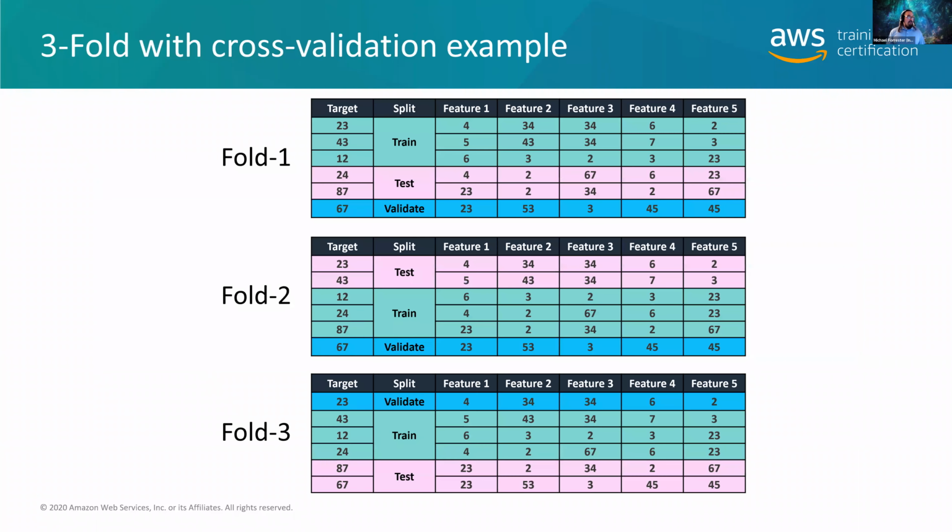Here's an example of 3-fold cross validation. I know your eyes probably just melted, but I want you to pay attention to the target numbers: 23, 24, 12, 24, 87, 67. By the way, what is that target column? Can someone tell me what another name for the target column is?